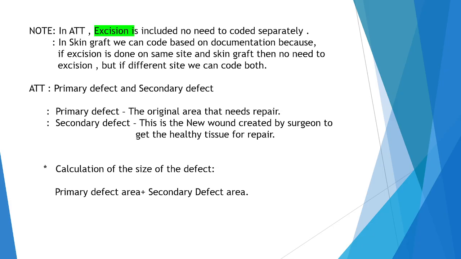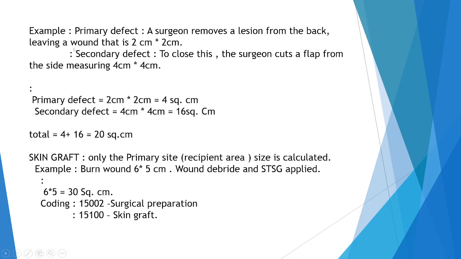So for coding the primary defect and secondary defect properly, we have to calculate the primary defect area and the secondary defect area, and we have to add these two. How do we add this? Let me take an example. Here the example is written: primary defect, a surgeon removes a lesion from the back, leaving a wound that is 2 centimeters by 2 centimeters. And the secondary defect, to close this defect, the surgeon cuts a flap from the sides measuring 4 centimeters by 4 centimeters.